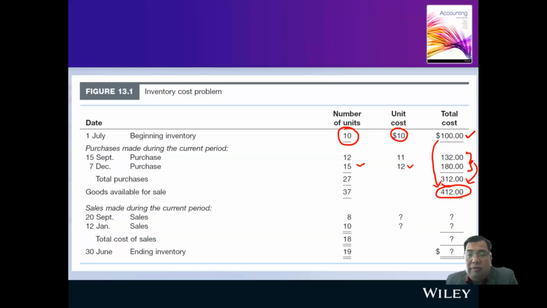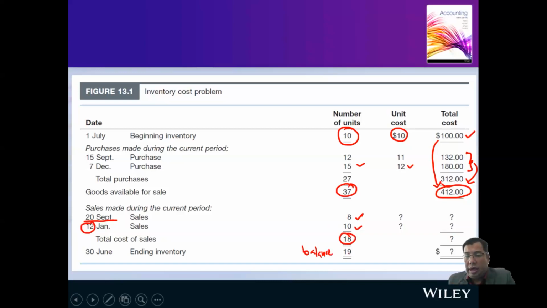Later on, when you check your record, you sold 8 units on 20th September, and you sold another 10 units, that makes it 18, on 12th January. So you have 8 and 10 here. So your total stock is 37. You sold 18. So this is your balance. Your balance is 19.